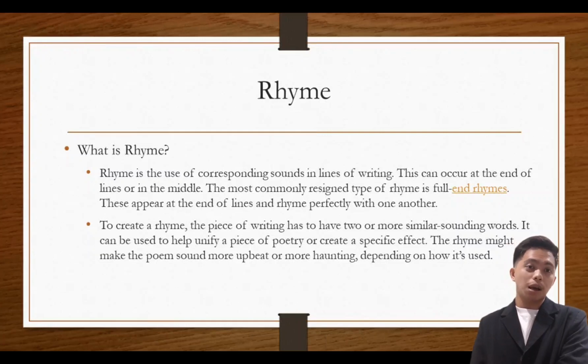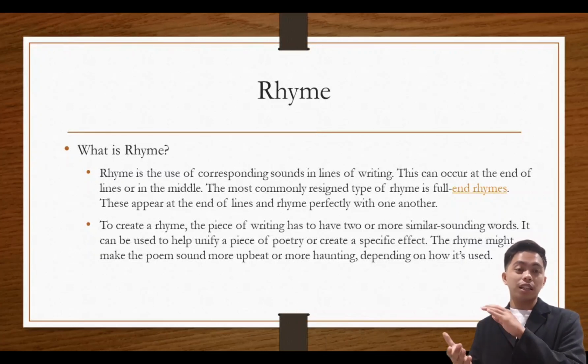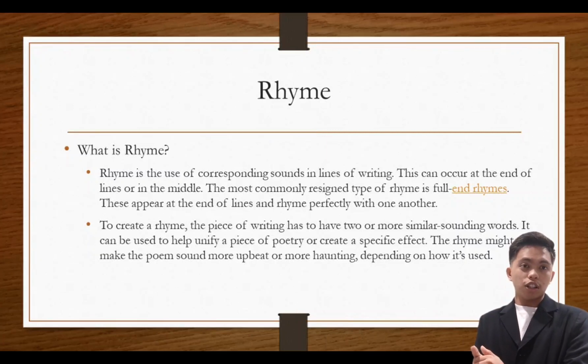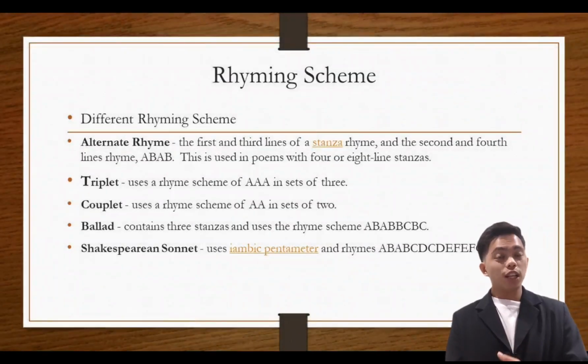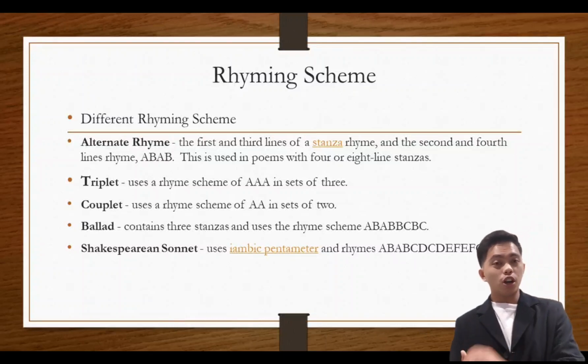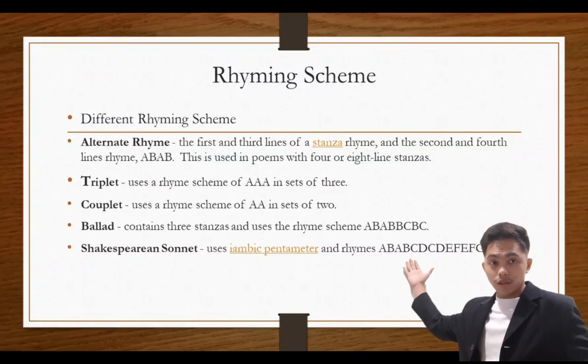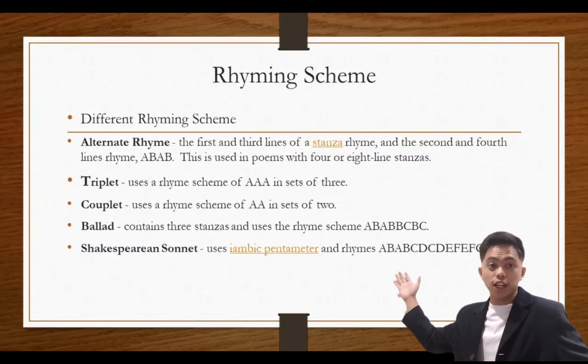So I will give you an example of rhyme that has corresponding sounds at the end of the line. An example is: the moon shines so bright, it's like the sun in the night. The words that have corresponding sounds at the end of the line are the words bright and night. Okay, so that's an example of corresponding sounds at the ends of the line, okay? Okay class, so let's proceed to the next topic. The next thing that we're going to talk about is different rhyming schemes. The first rhyming scheme is the alternate rhyming scheme, okay?